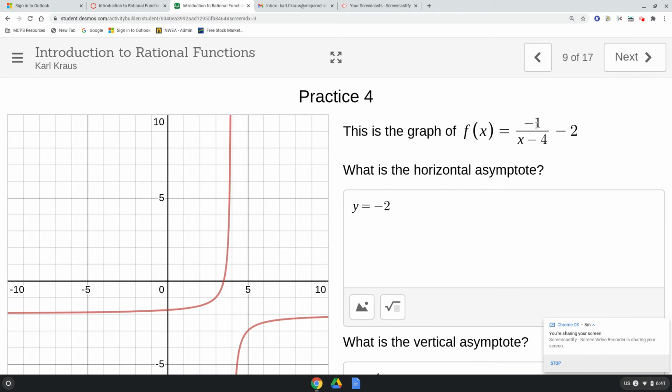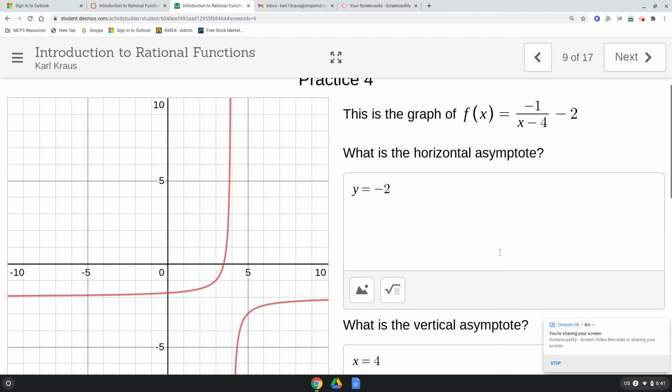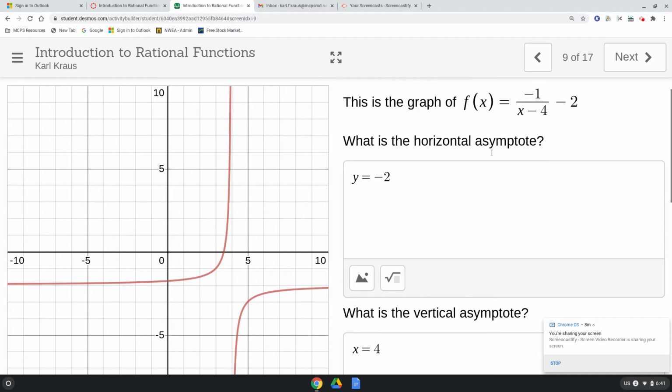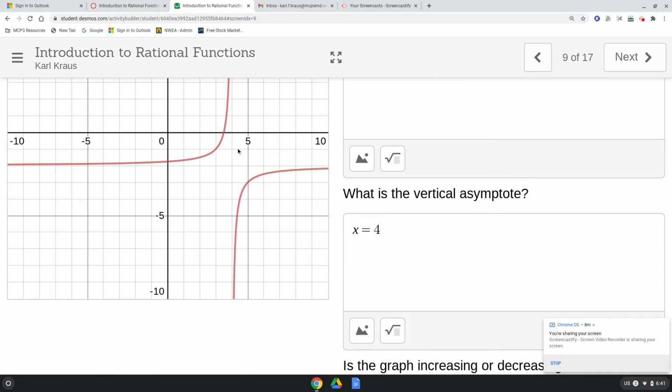Practice 4, -1 over x minus 4, minus 2. Notice I'm subtracting 2 here. So y equal -2 is the horizontal asymptote, or if I look at the graph, I can see that here. What makes this denominator 0 is a 4. And that's my vertical asymptote, x equal 4.